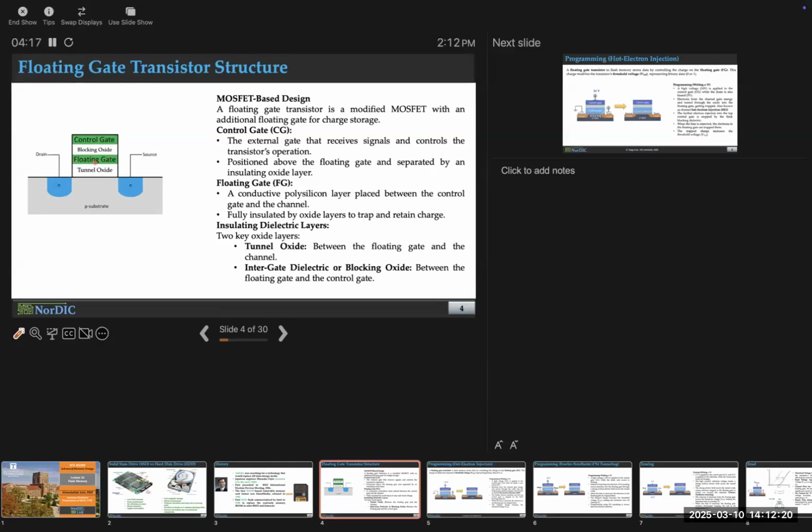But the internal gate, the floating gate, is basically buried between two oxides. So you have a blocking oxide and a tunnel oxide. Can you read this? You have a blocking oxide and a tunnel oxide. All right. So what is it doing there? That's exactly what I'm going to discuss next. This floating gate is the zone where we store information.